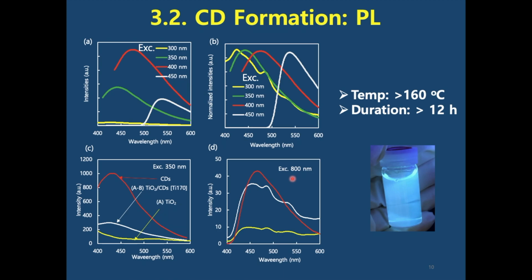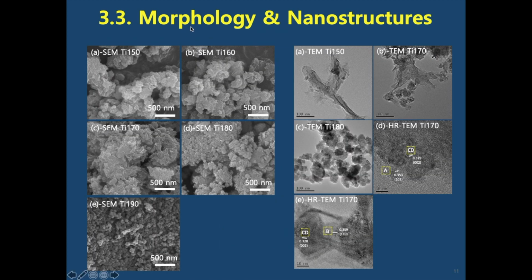So with these observations, we believe that at high temperature and longer reaction times, ethylene glycol will decompose to carbon dot at the same time with the formation of anatase. As a result, at 170 degrees Celsius, we can get a composite structure of anatase, B phase, and carbon dot. This is the morphology and nanostructures of our synthesized material.